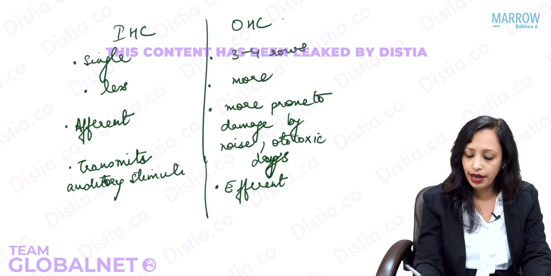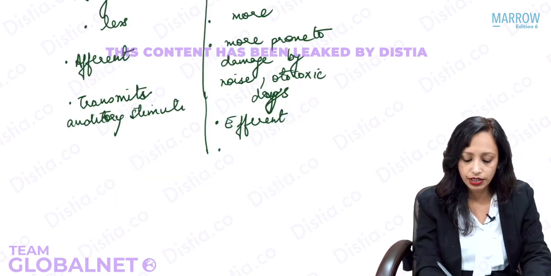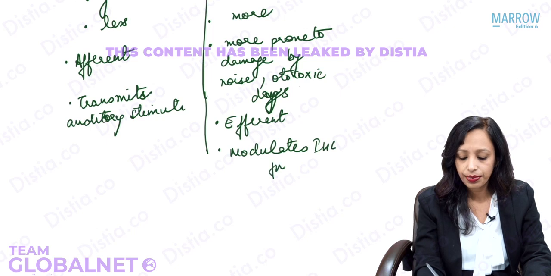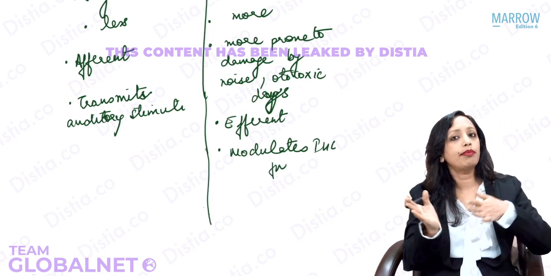Whereas the outer hair cell modulates the function. This modulates inner hair cell function. Now what happens when the basilar membrane moves?